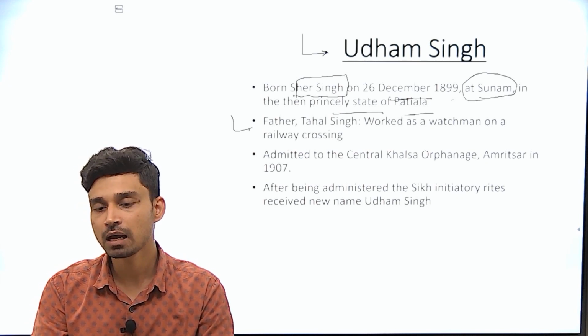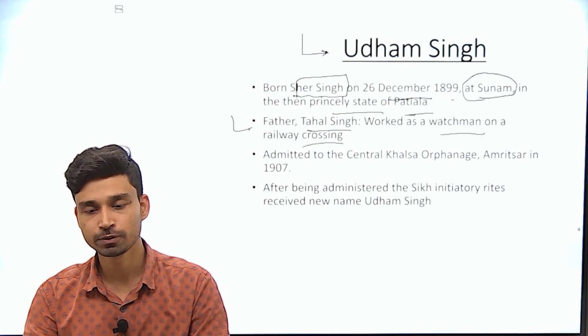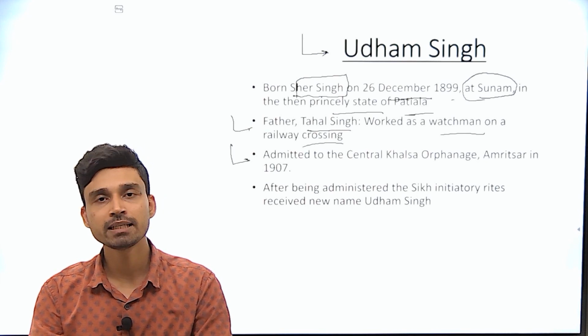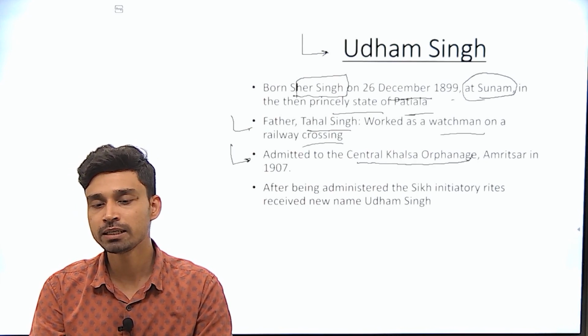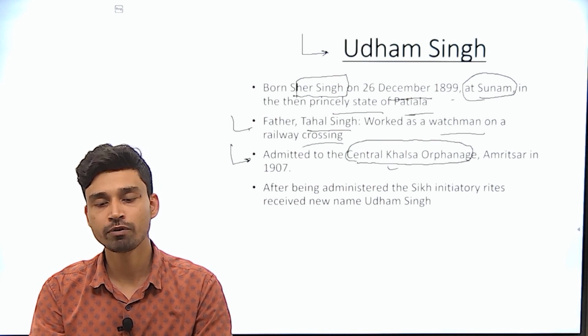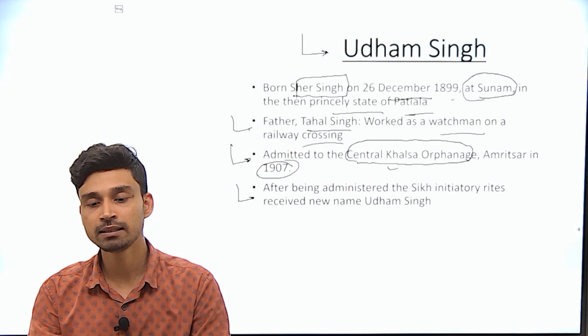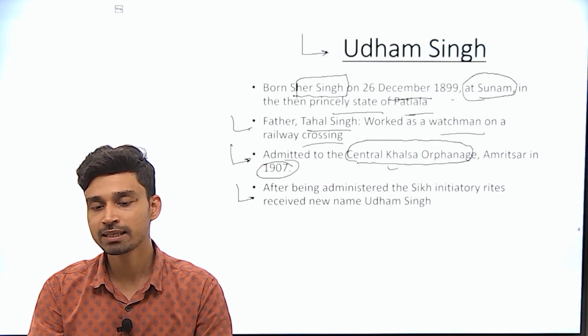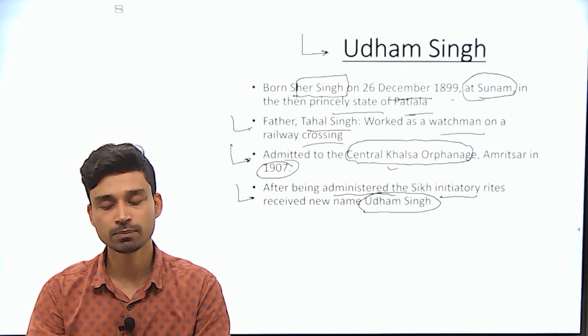His father was Tahal Singh, who used to work as a watchman on a railway crossing in the nearby village. But his father died at a very young age when he was almost 7 years old, and that is why he was admitted in Amritsar to the Central Khalsa Orphanage in the year 1907. During this time, when he was in the Central Khalsa Orphanage, he was administered the Sikh initiatory rites, and then he received a new name of Udham Singh.